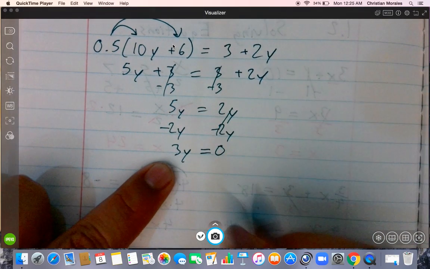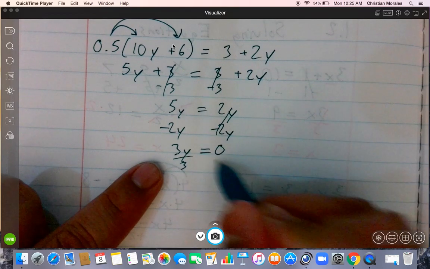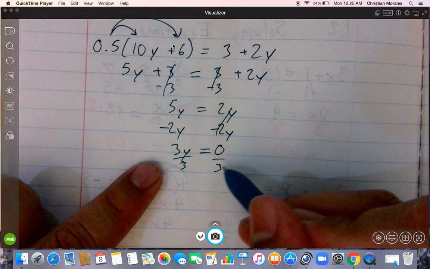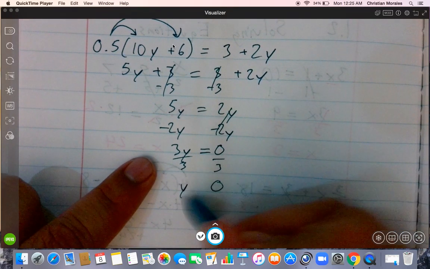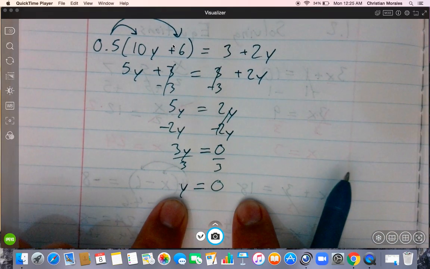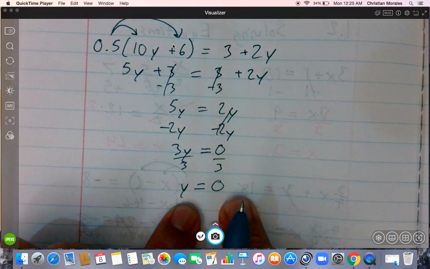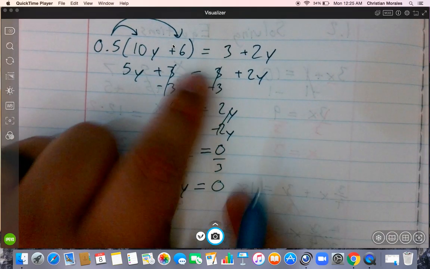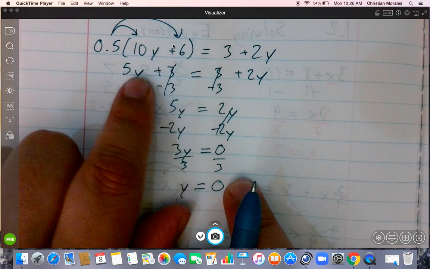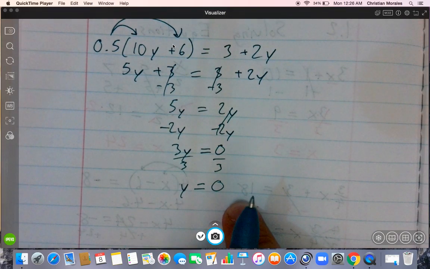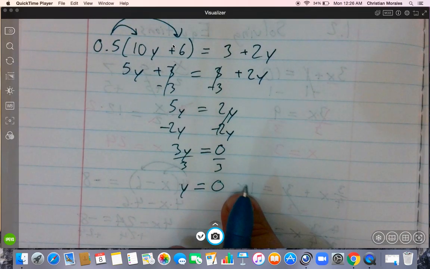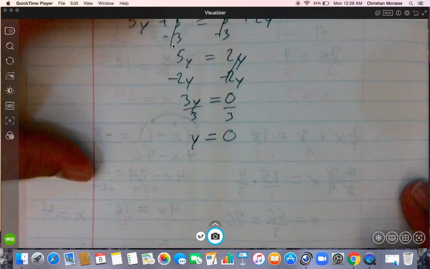If you divide that by 3, you get 0 divided by 3 is still 0. So this is not all real numbers. In this case, the answer is 0. The only way this equation works, the only way they're equal to each other, is if y is 0. That's the only way it works. So this is not all real numbers. Now, something else could happen like this.